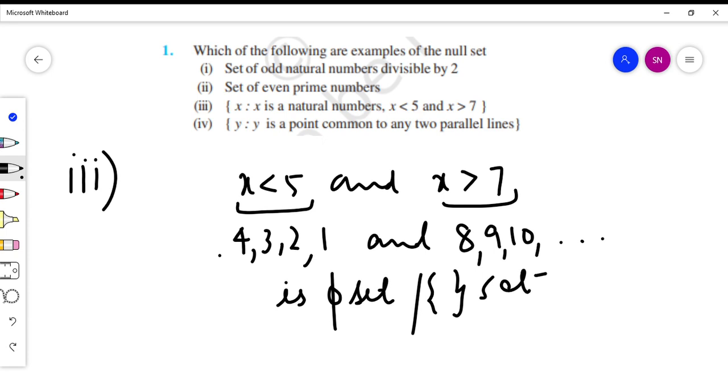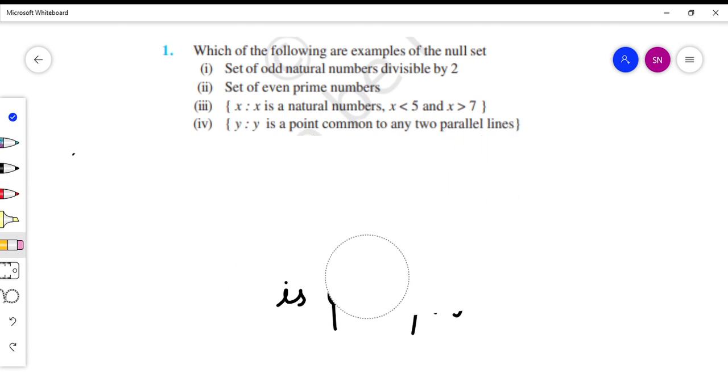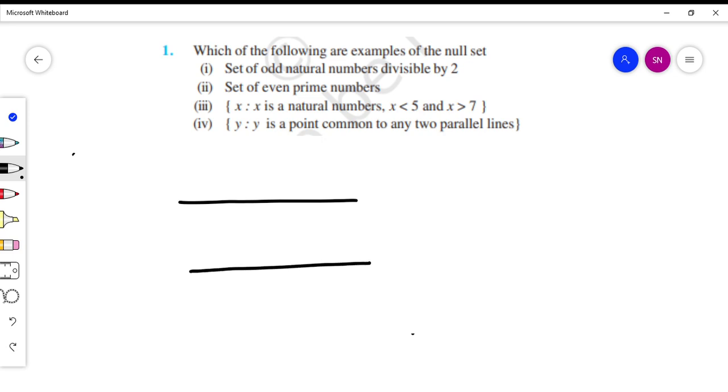Now we move on to the last sub question, the fourth one. It says, y such that y is a point common to any two parallel lines. So what do you mean by parallel lines? Parallel lines look something like this. I'll call this line L and this line L dash. Whenever I have two parallel lines, do I have anything in common? I have line L which is on top of line L dash. So I do not have anything in common between line L and L dash.